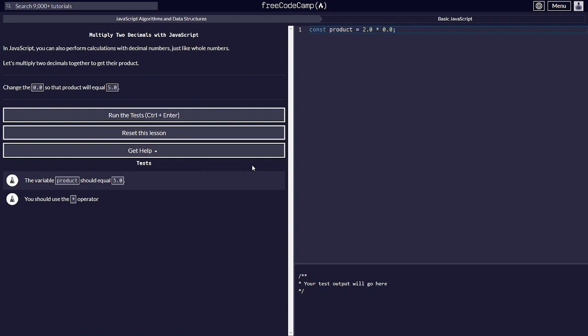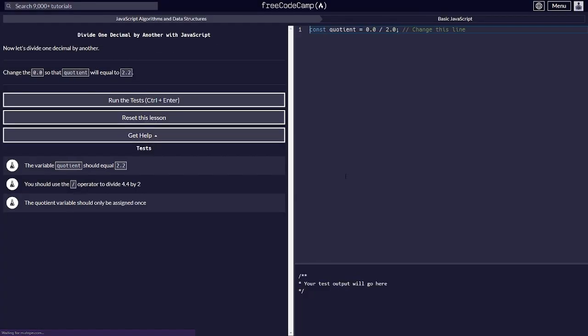Multiply two decimals with JavaScript. In JavaScript, you can also perform calculations with decimal numbers just like whole numbers. Let's multiply two decimals together to get their product. Change the 0 so that the product will equal 5. So 2.0 times, change the 0. So 2 times 2.5.